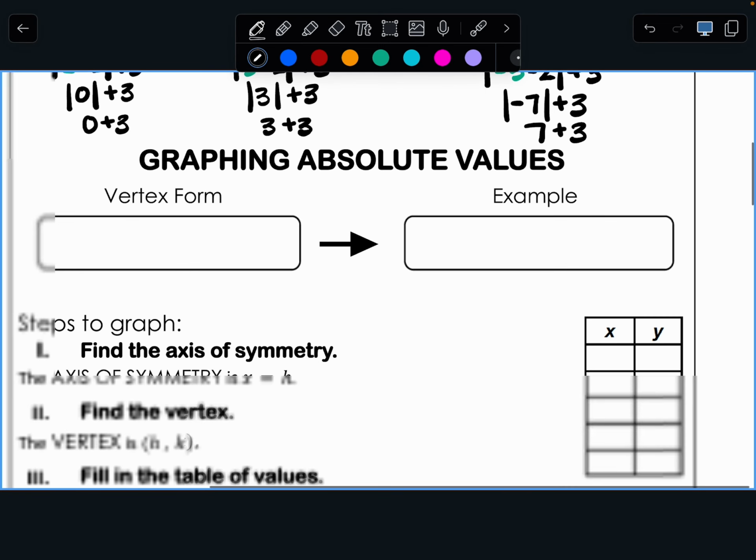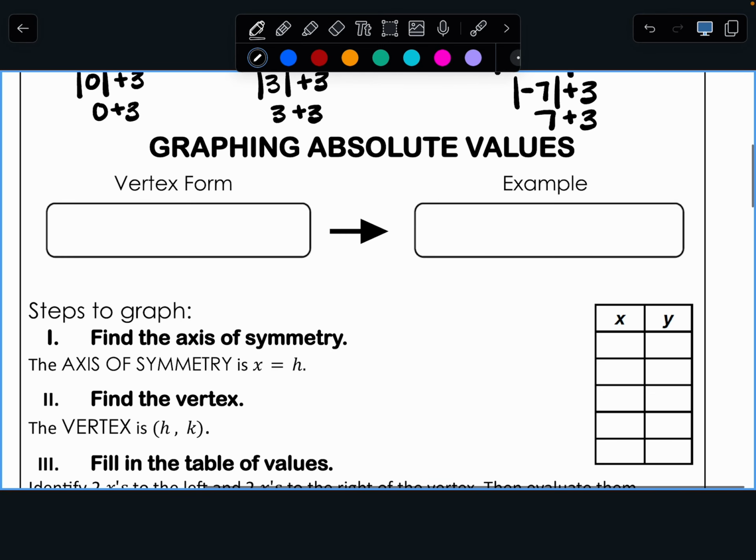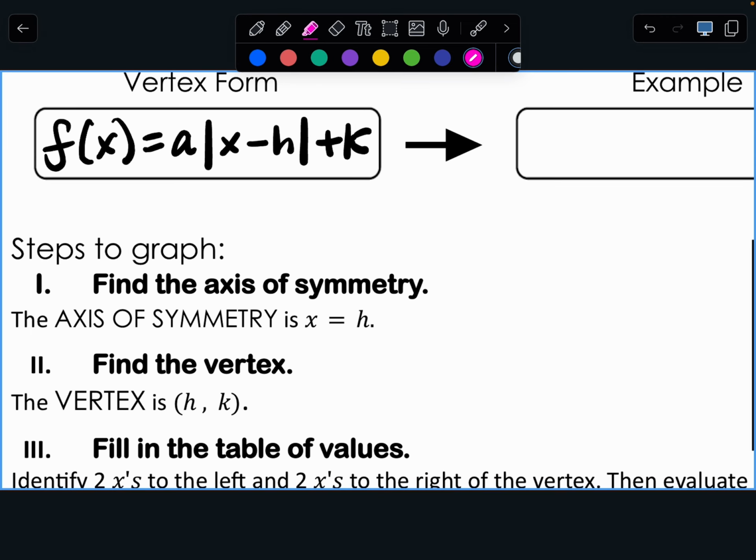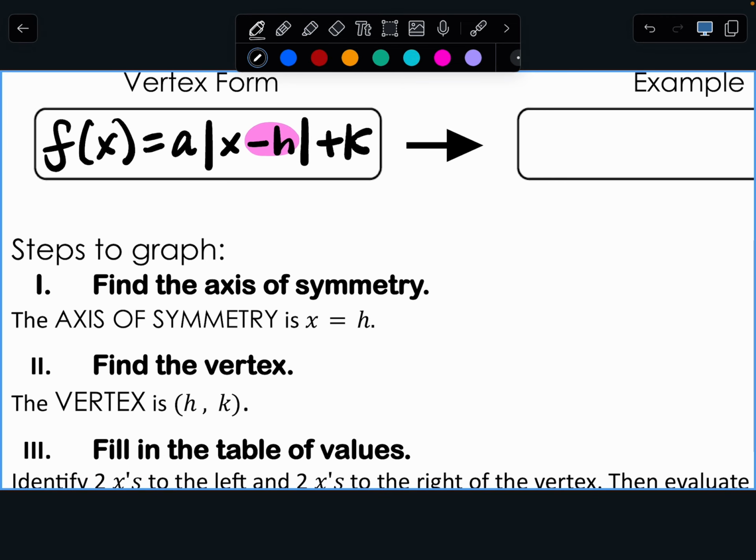So let's look at an absolute value function in vertex form. F of x equals a times the absolute value of x minus h plus k. This is very similar to quadratics in vertex form, where we need to find h and k. For h, we're going to use the opposite sign. And for k, you keep the same sign.